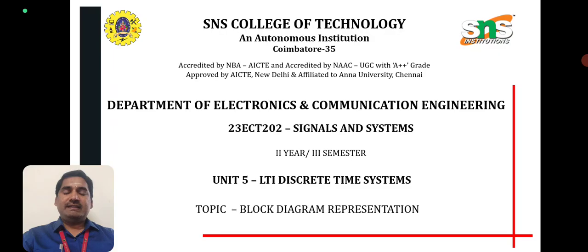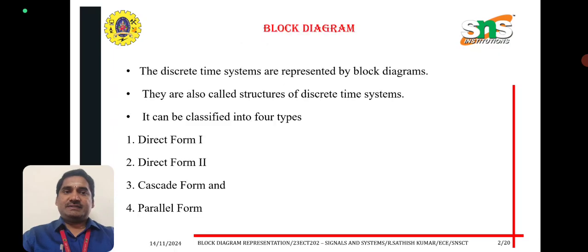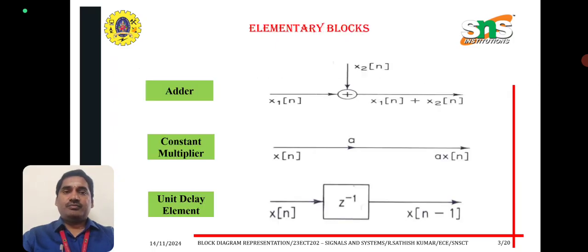Now let us see another video lecture series on block diagram representation in LTI discrete time systems. The discrete time systems are represented by block diagrams. They are also called structures of discrete time systems. They can be classified into four types: direct form 1, direct form 2, cascade form and parallel form.